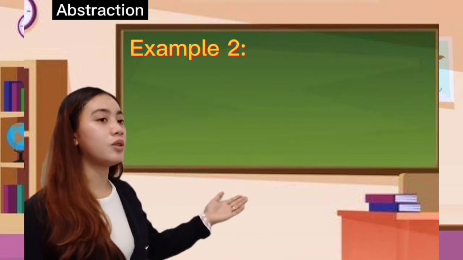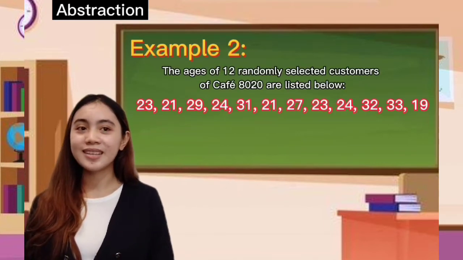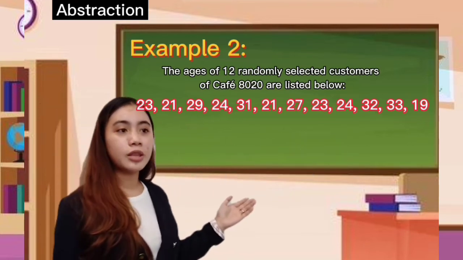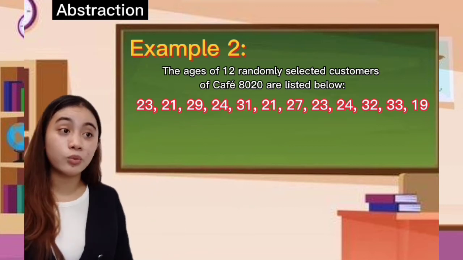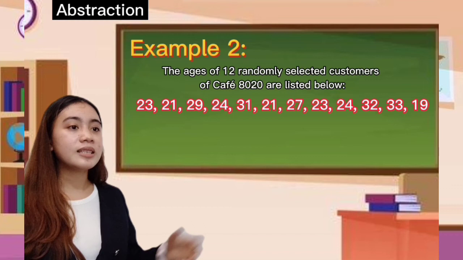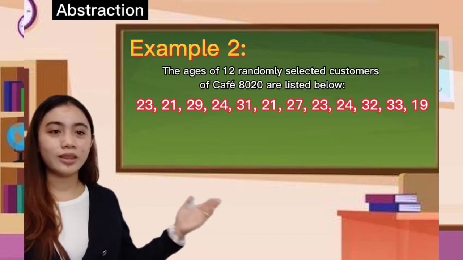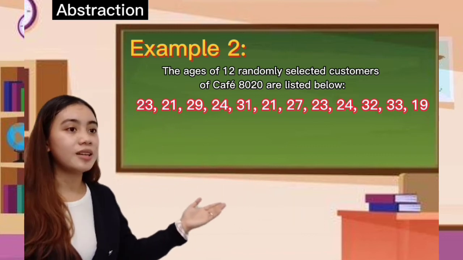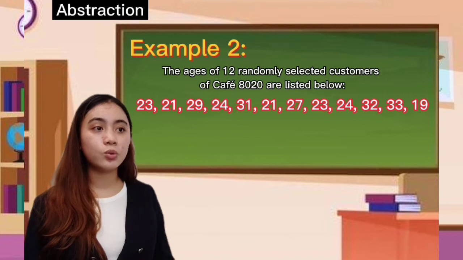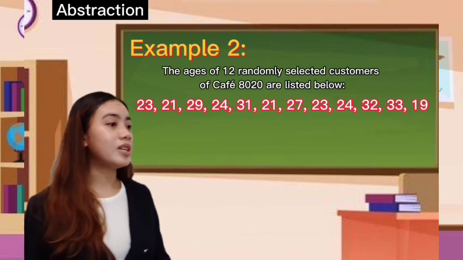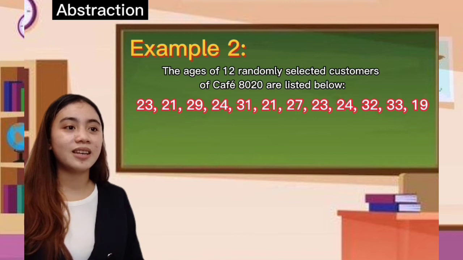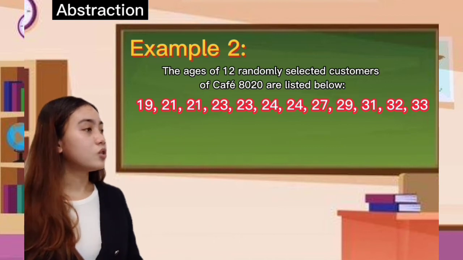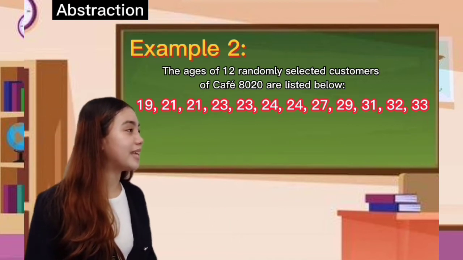Okay, we have here example number 2. Who wants to answer? Yes, Nina. Okay. The ages of 12 randomly selected customers of Cafe 8020 are listed below. It is 23, 21, 29, 24, 31, 21, 27, 23, 24, 32, 33, and 19. So Nina, please write it in ascending order. Are you through? Okay. So what number appears most frequently, Nina?